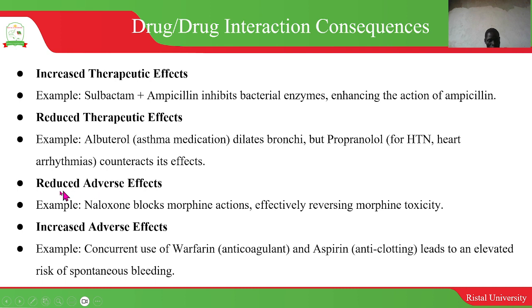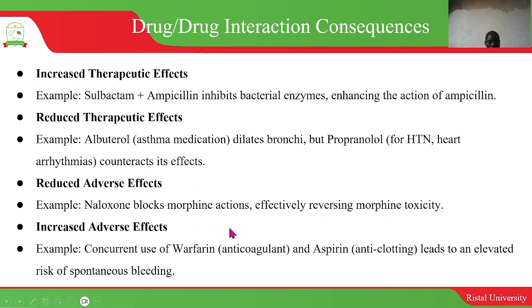Sometimes the consequence can be reduced adverse effects. The example here is naloxone. This drug blocks the actions of morphine. We know morphine is one of the strong pain modulators. When they are administered together, naloxone blocks the effects, thereby reversing the morphine toxicity. Okay, so it counters the adverse effects of toxicity caused by morphine.